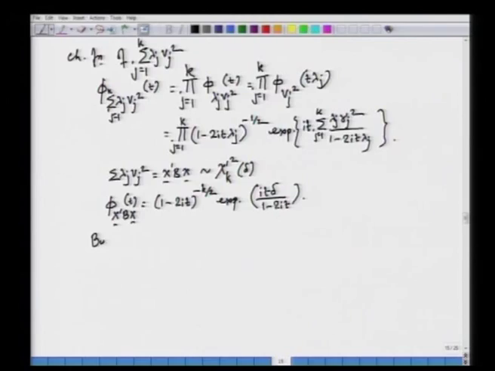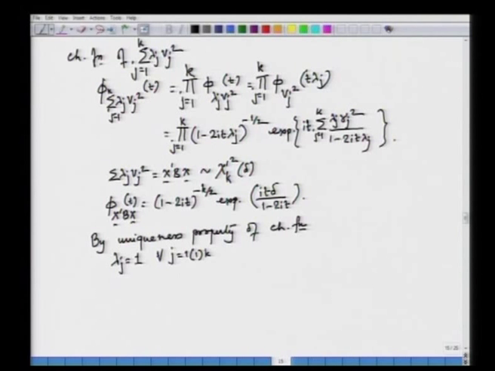So, we will say by uniqueness property of characteristic function, we get that lambda j is in fact equal to 1 for all j from 1 to k. Not only that, we also have the non-centrality parameter delta is actually equal to summation of gamma j square, j from 1 to k.